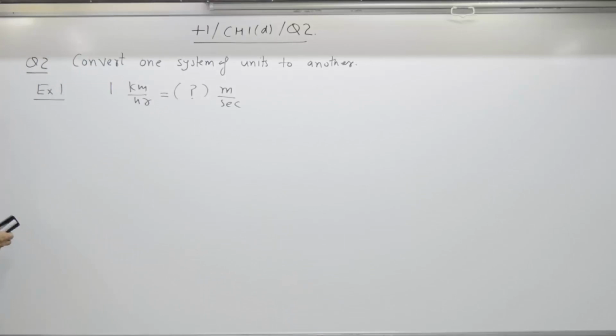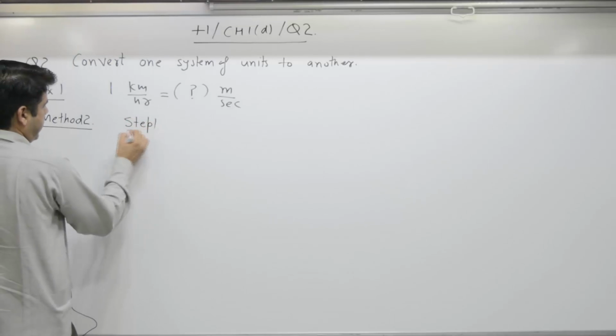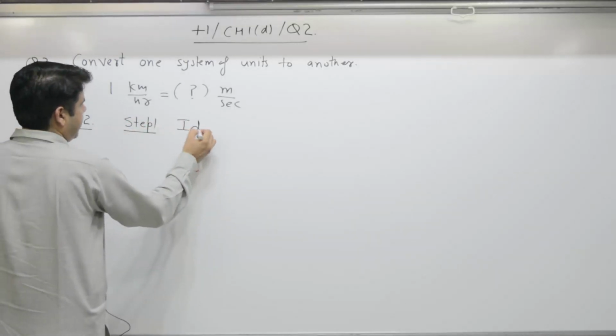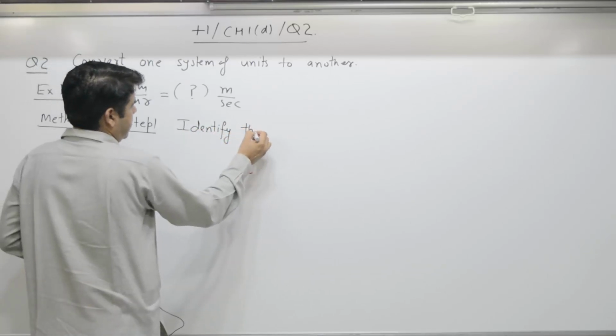But the second method is by dimensions. Method 2 is by dimensions. That is what you have in the syllabus. Step 1: identify the physical quantity.